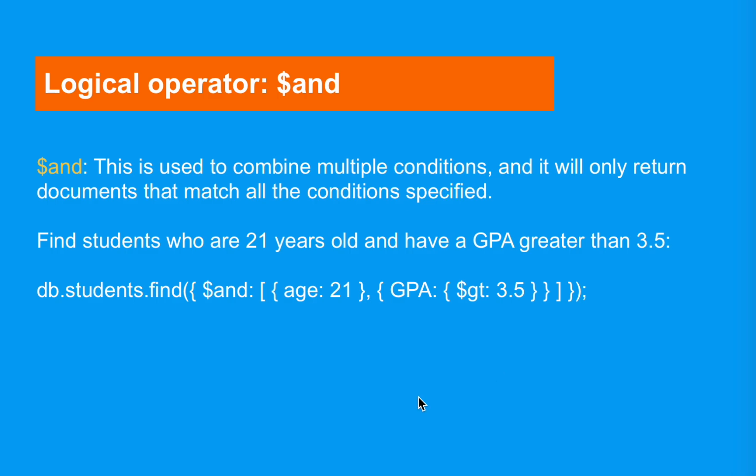3.5. And the query looks like this: db.students.find, and inside the condition start with $and, it takes a list of conditions. The first condition, age should be 21, and the second condition, GPA which is greater than 3.5.